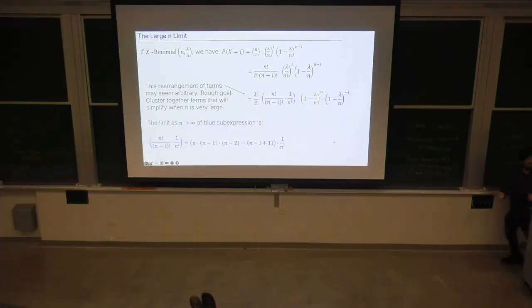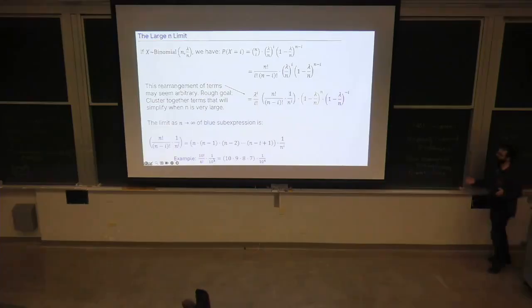If you really want, you can write it out as follows here, where maybe I pick i equals 4 and n equals 10. Maybe that'll help convince you.